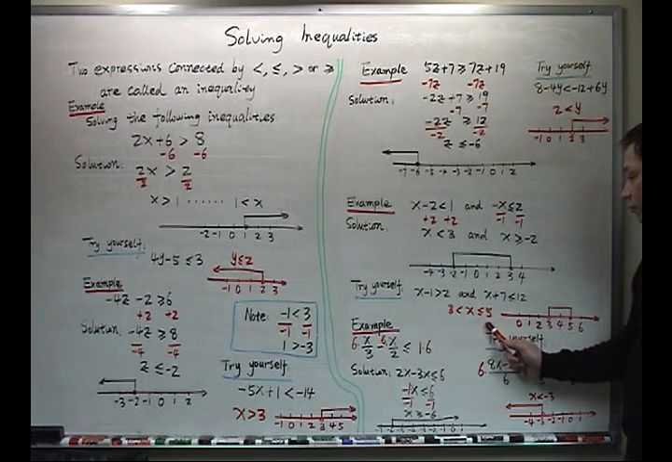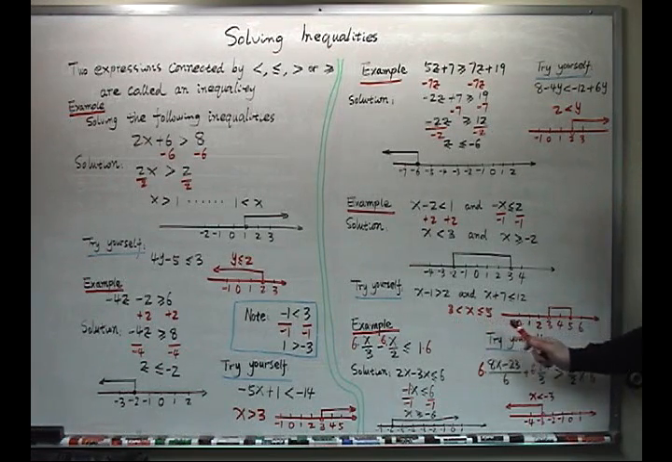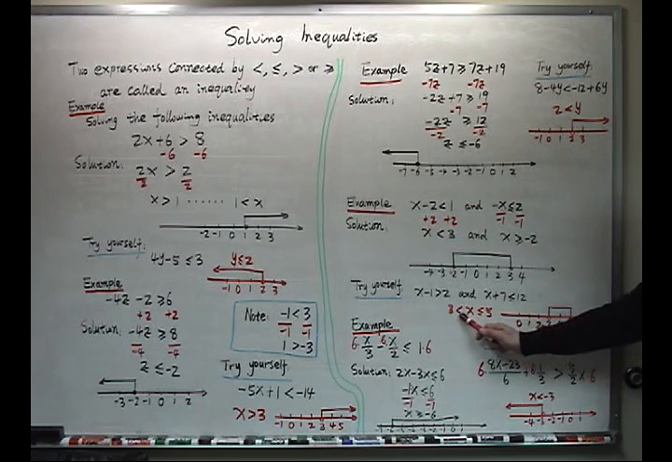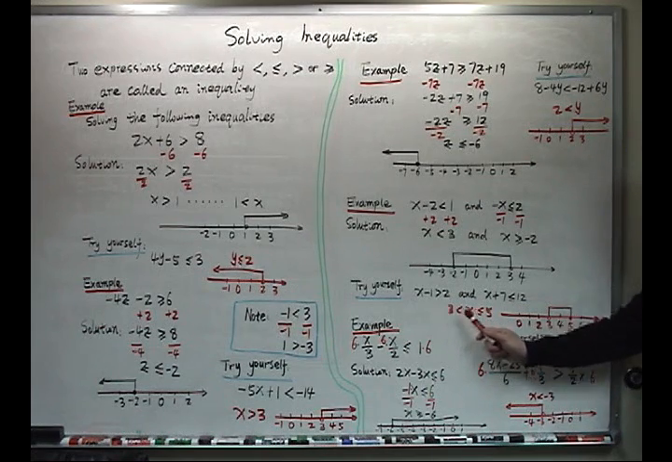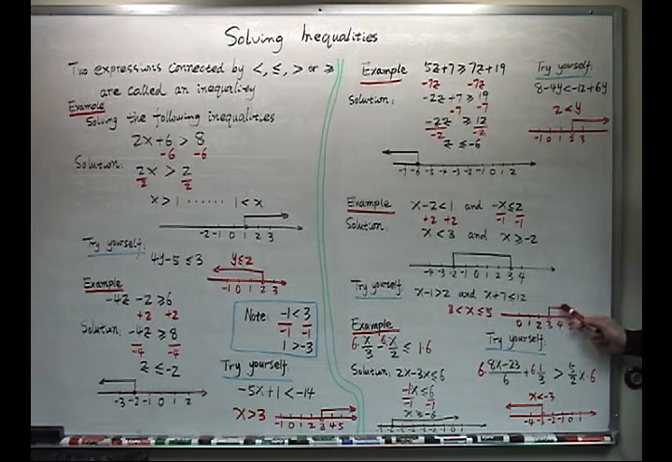Combine those two. Locate 3 here, and 3 is not included, so it's an empty circle. Locate 5 here, and 5 is included, so it's a solid point. x is in between 3 and 5, so you should represent it in this way. Try this one yourself.